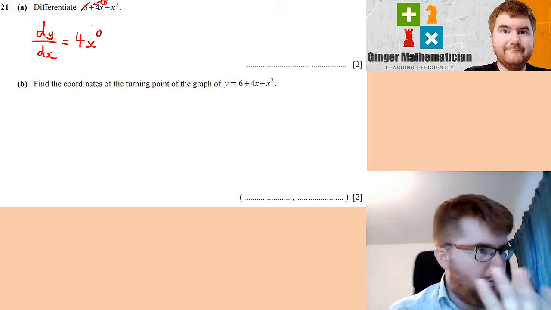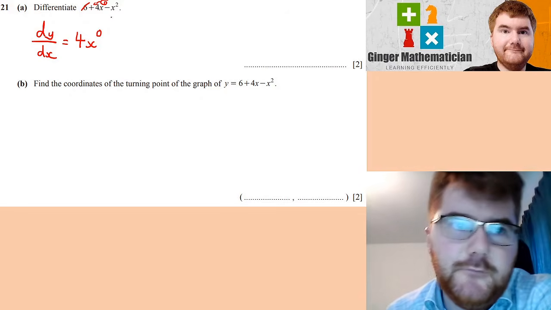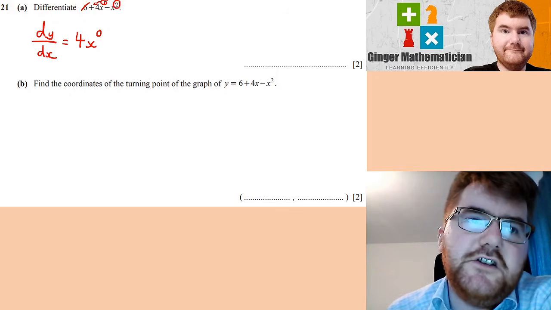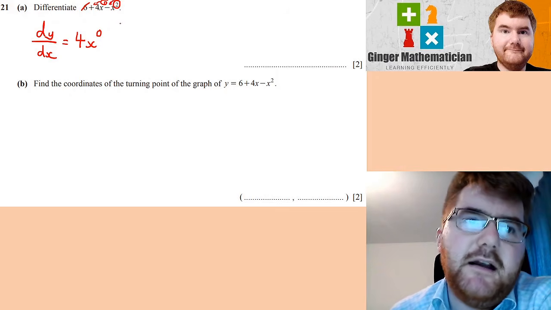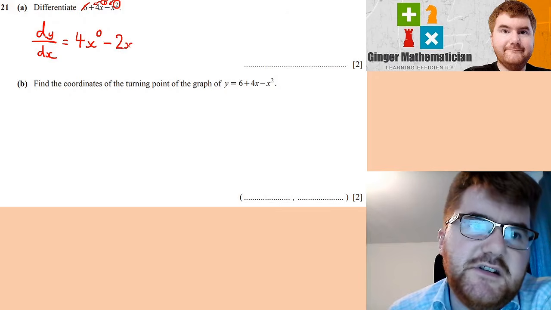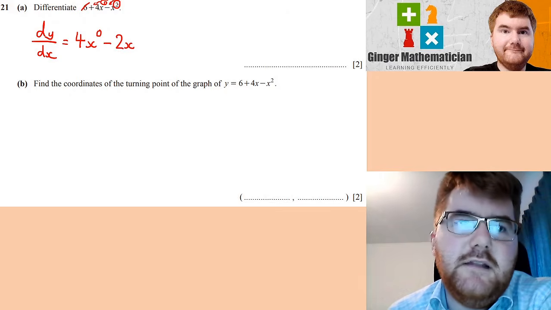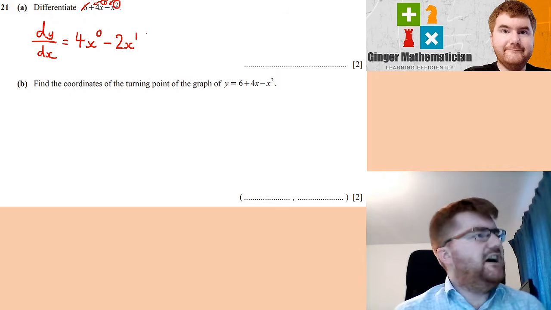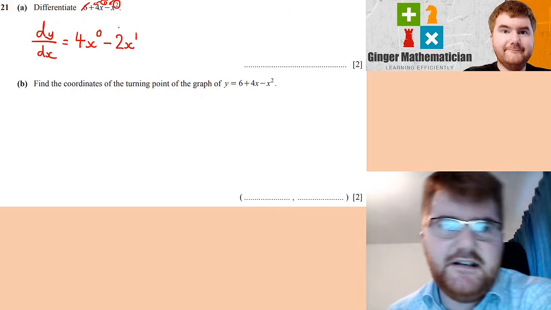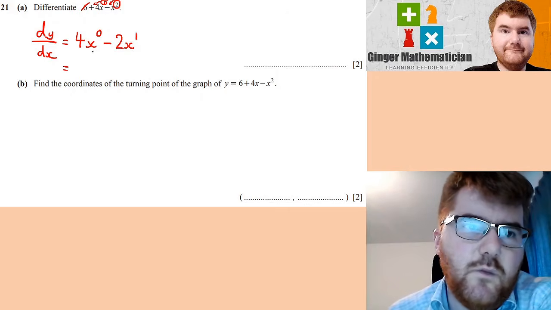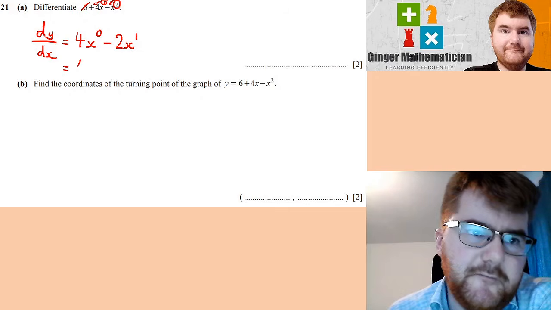Now some of you already know what the answer is, but I'm just going to write it out in full. And if we differentiate the minus x squared, well, the 2 comes to the front. So we get minus 2. And then we reduce the index by 1. Well, let's reduce that down from 2 to 1. Now at the moment it's in kind of ugly algebra, so let's tidy this up. So remember, anything to the power of 0 is equal to 1. 1 times 4 is 4.